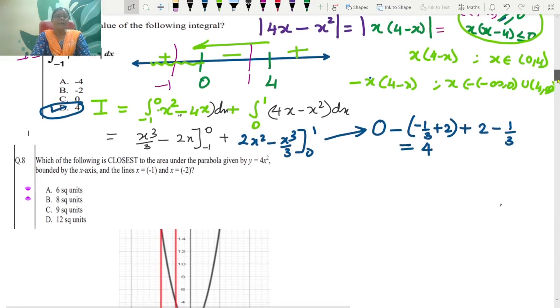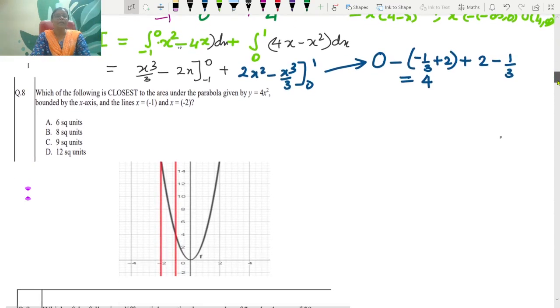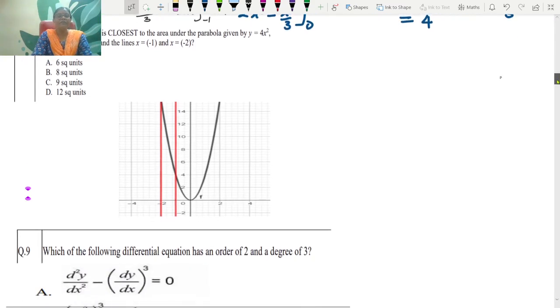So shall I move on to the next question? It is question number 8. Question number 8 says: which of the following is closest to the area under the parabola y equal to 4x square bounded by the x-axis and the lines x equal to -1 and x equal to -2. Only this part was given. I have made this graph.